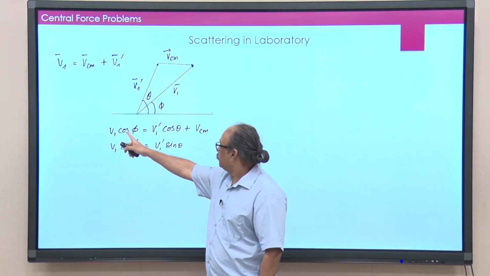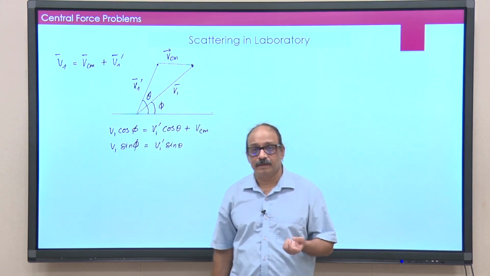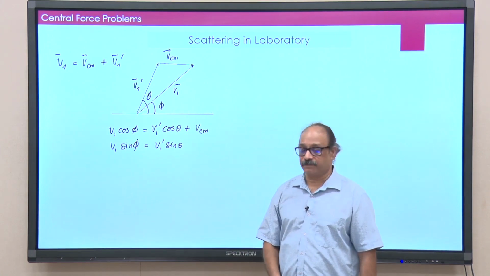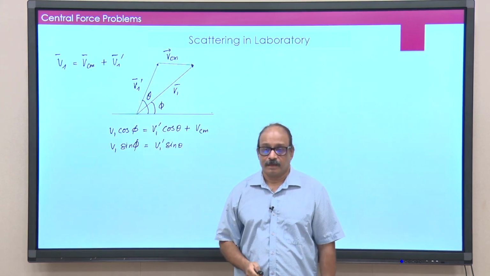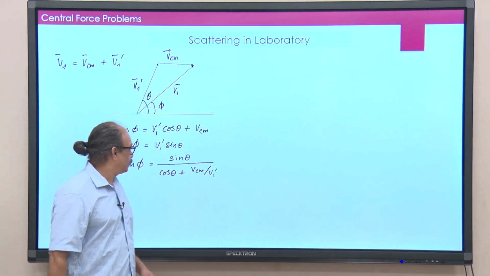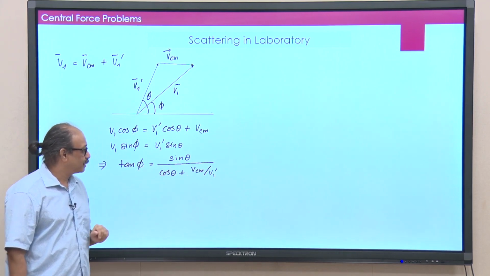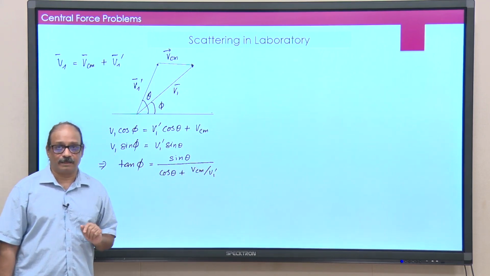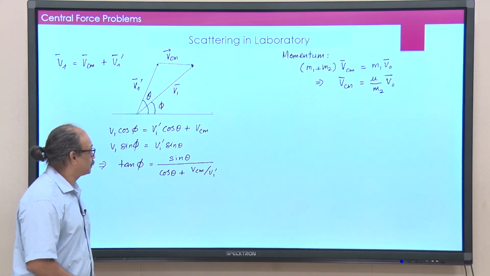So, V 1 cos phi must be equal to V 1 prime cos theta plus the magnitude of V center of mass, and similarly the second equation is the projection along y direction. Take a ratio of these two. If you take a ratio of these two, I immediately get tan phi, which is sin theta divided by cos theta plus V center of mass divided by V 1 prime. So, all I need to do is calculate this ratio here. Now, do that very simply.